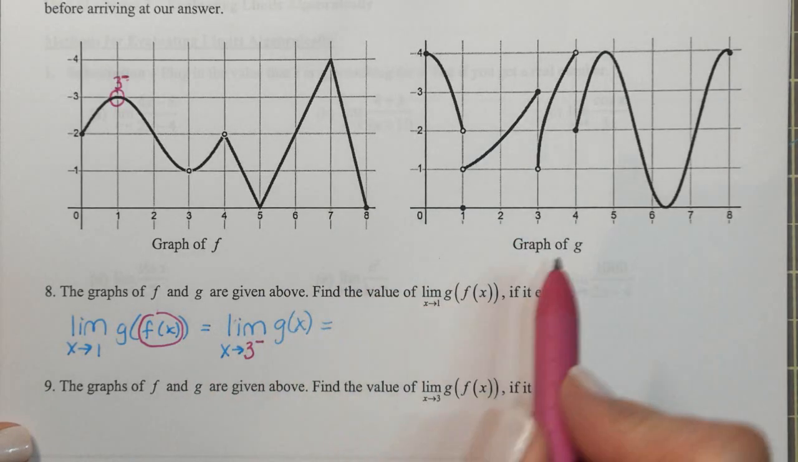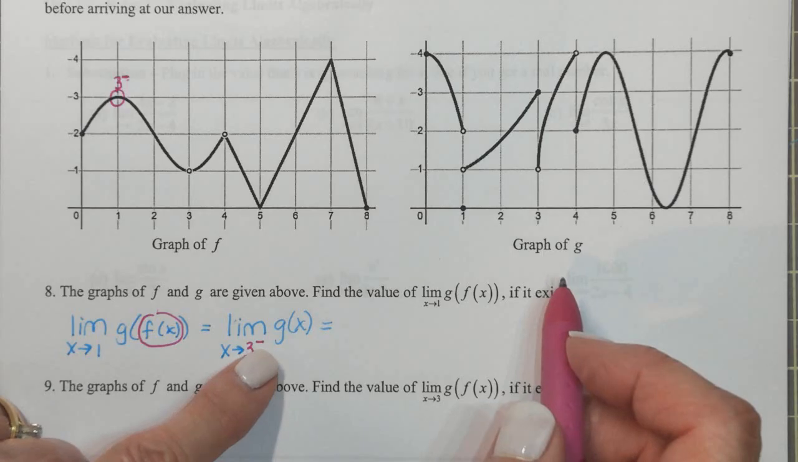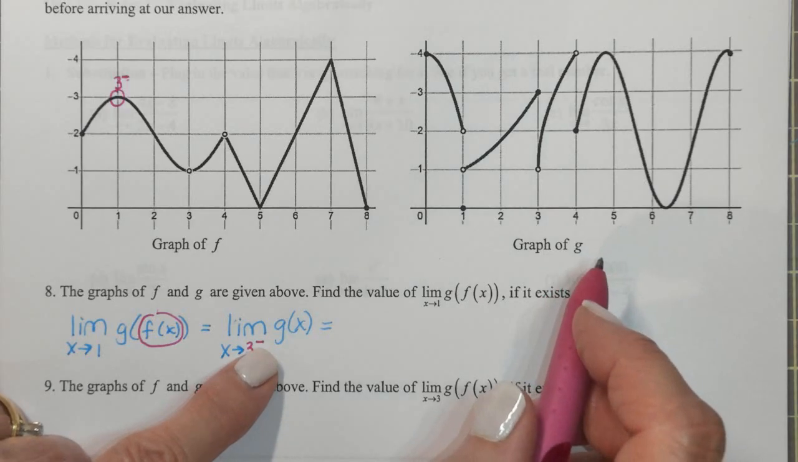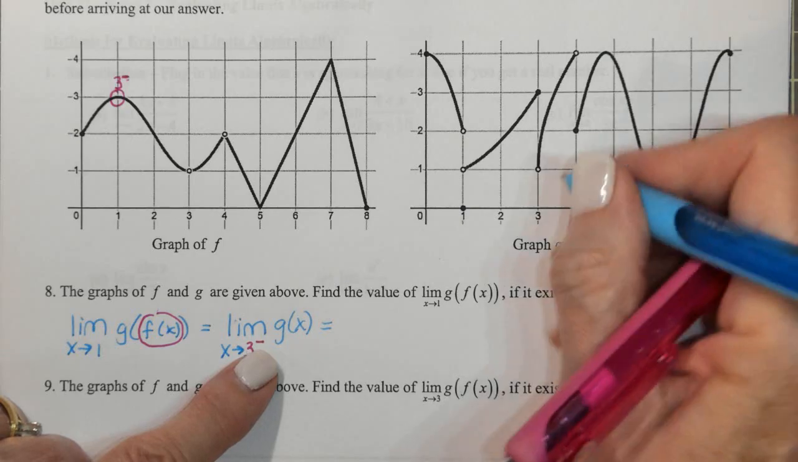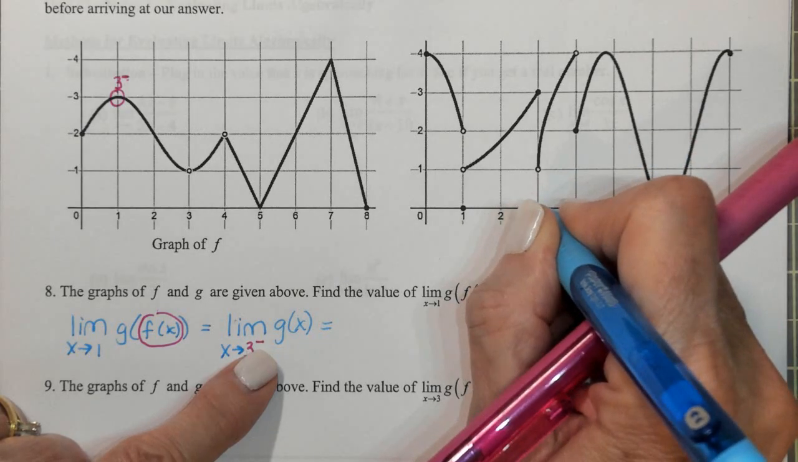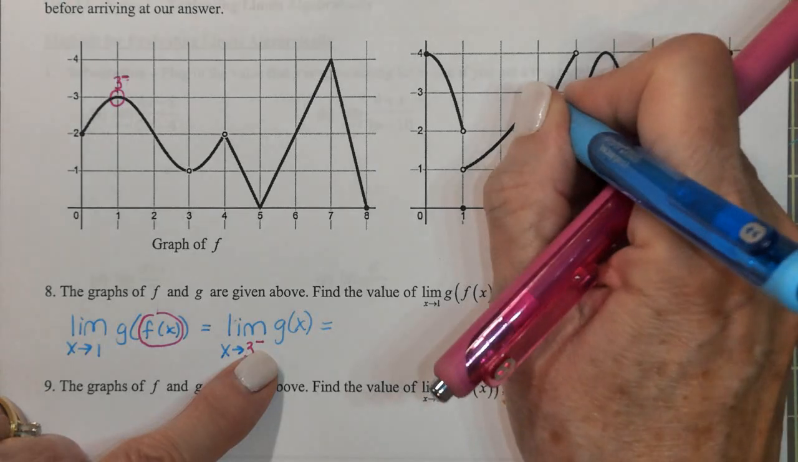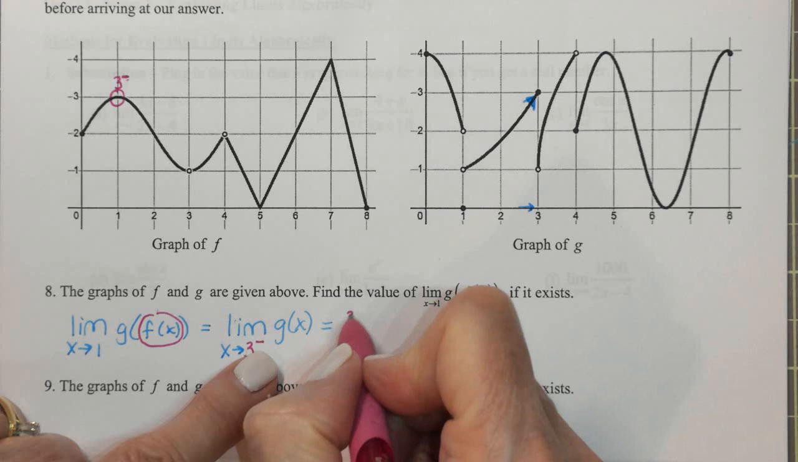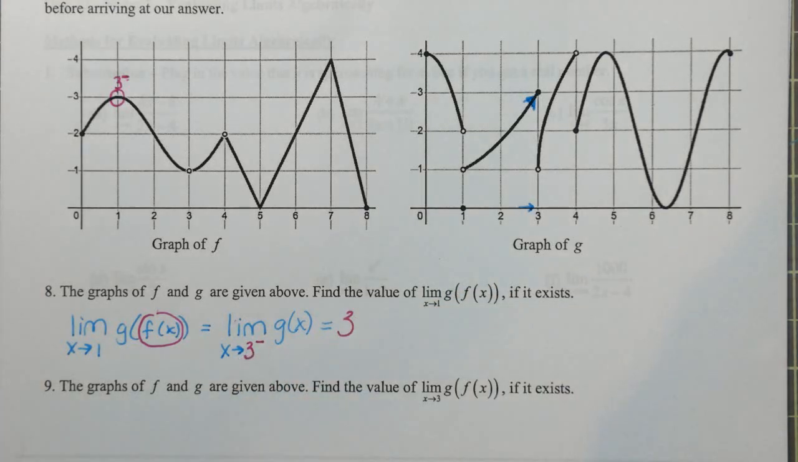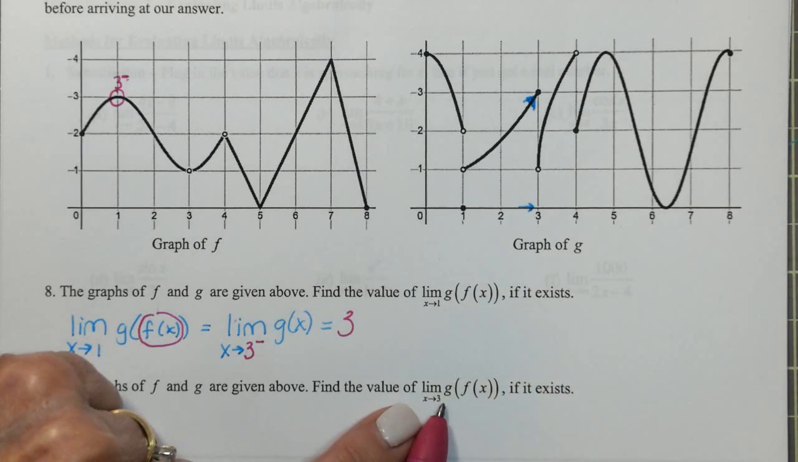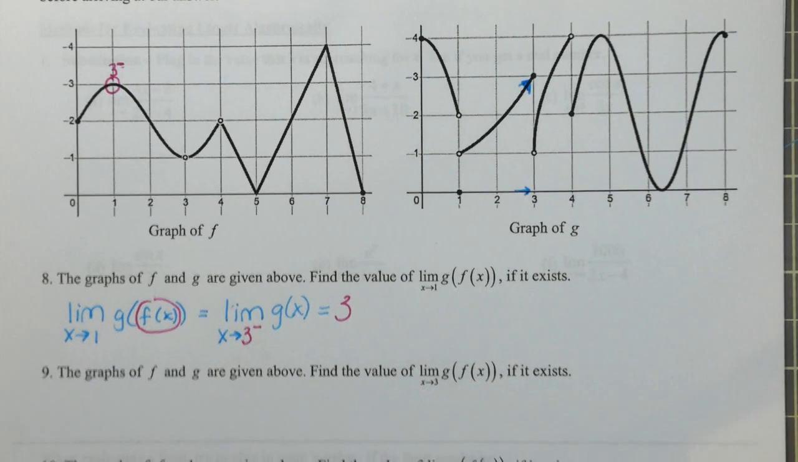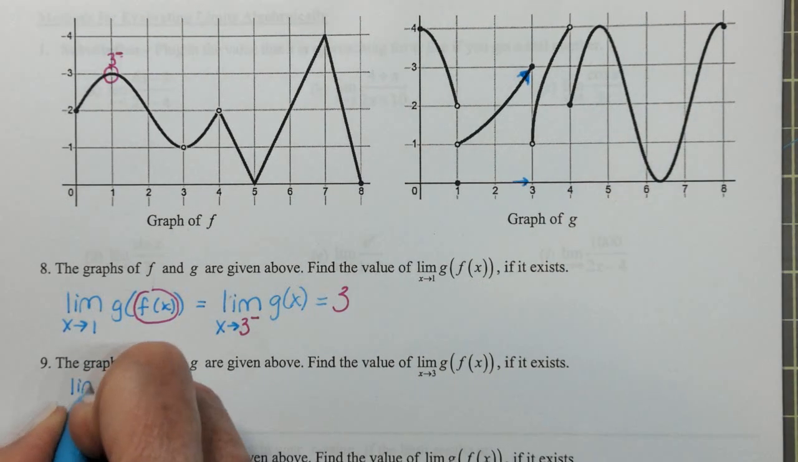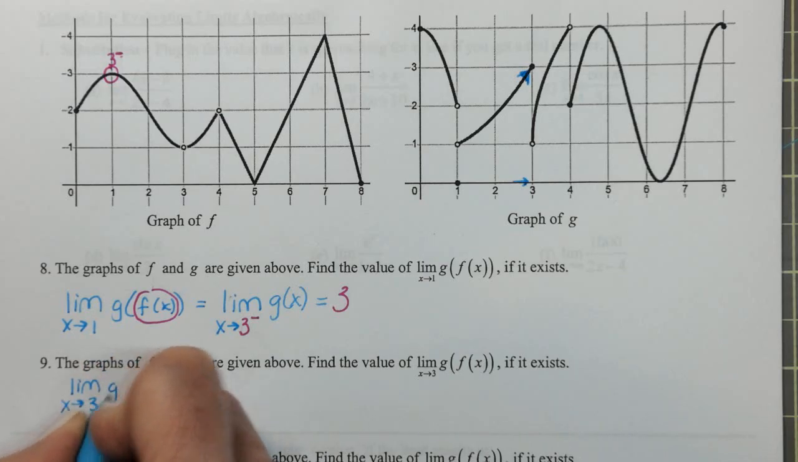Now we want to go to the graph of g and approach 3, but only on the left. And as we approach 3 on the left, 3 on the left, what is y approaching? Y is approaching 3. Okay? What about this next one? Here is g of f of x as x approaches 3. Okay? So we want the limit as x approaches 3 of g of f of x.